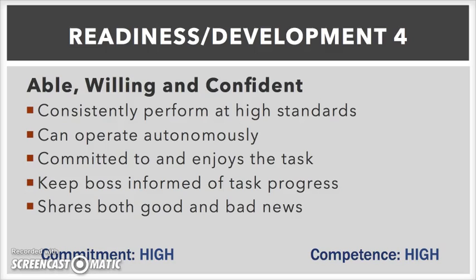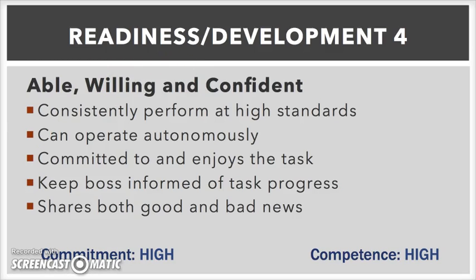Now, the final stage, the developmental 4 stage, is where they're able, willing, and confident. So they're consistently performing at high standards. They can operate autonomously or fairly autonomously. They're committed to and enjoy their tasks. They keep the boss informed of task progress, and they share both good and bad news. They don't withhold because they're not fearful. So their commitment is now high again, and their competence is high.